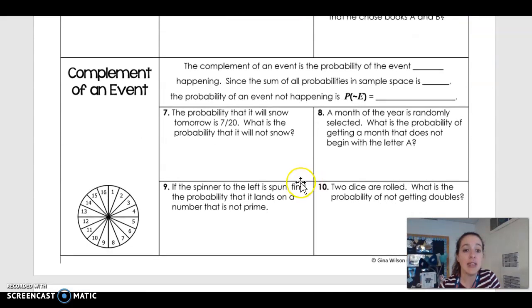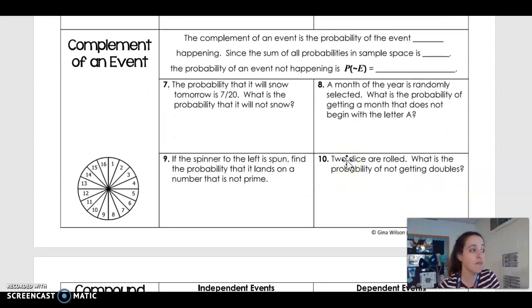The next thing we're going to look at is the complement of an event. We've looked at a simple event, and now we're going to look at the complement of that event. The complement of an event is the probability that the event is not going to happen. We looked at the event happening, so the complement would be that this event is not going to happen. Since the sum of all probabilities in a sample space, and remember that a sample space is all of our possibilities, is 1, that means it is absolutely going to happen. The sum of all those probabilities, and we'll look at some of this, is 1.